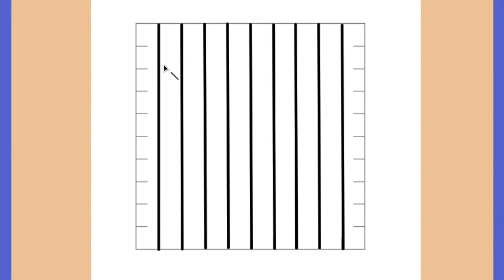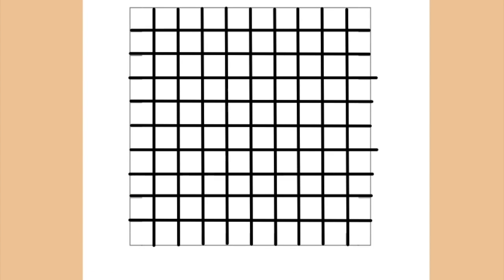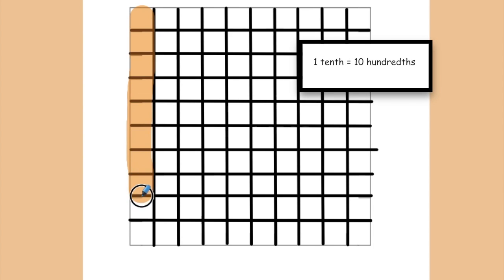Now, let's add our lines back. Now, the amount for 1/10 has not changed, despite the fact that we've added more lines. This column that I color in orange still represents 1/10, just as it did before I re-added the lines horizontally.